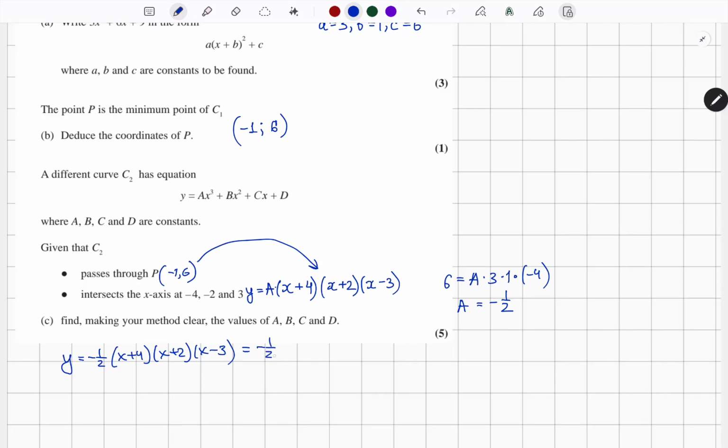Okay, so minus a half. Let's rewrite x plus 4. So let's open the brackets here. It's obviously x squared minus x minus 6. So minus a half. Let's open the brackets by pairing all the terms inside the two brackets.